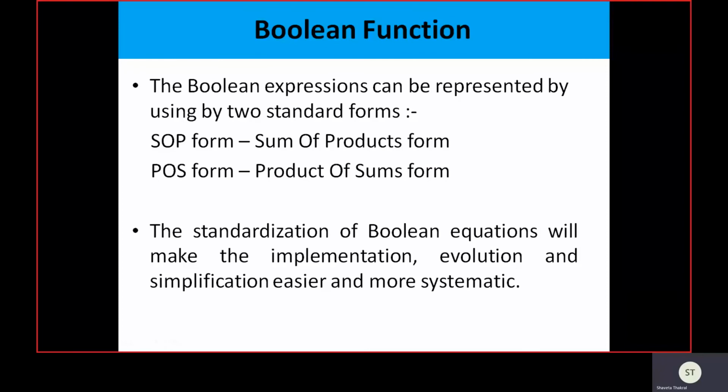Basically, a Boolean function or Boolean expression is represented by two standard forms. One is called SOP and the second is called POS. SOP stands for sum of product and POS stands for product of sum. And why are we representing in these two forms? Because this makes the implementation, evaluation and simplification easier as well as systematic.